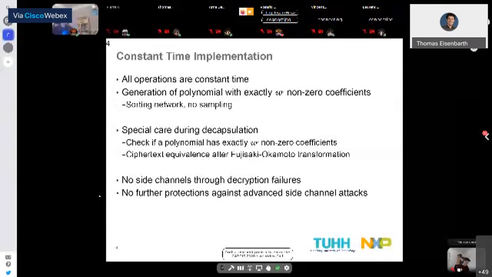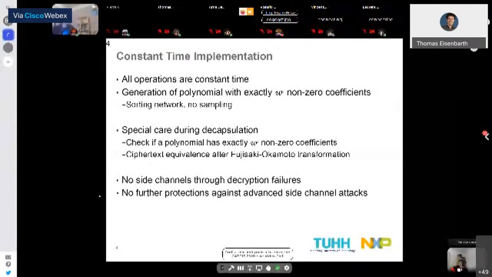Think about the constant time. So everything is in constant time. One particularly interesting thing is that during key generation and encapsulation, we have to generate a polynomial with exactly W non-zero coefficients. And instead of doing something like sampling, I use a sorting network to generate this in constant time, so as not to have anything like rejection sampling.